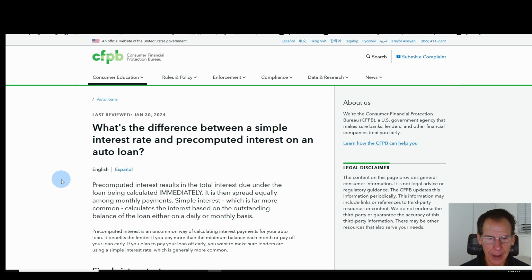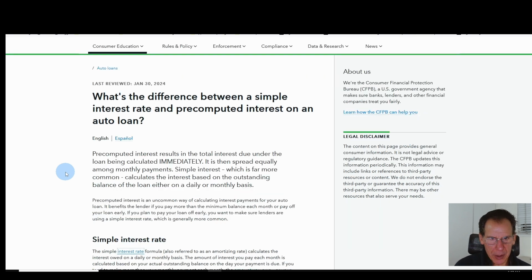Let me clarify. What's the difference between a simple interest rate and a pre-computed interest on an auto loan? Be sure when you're doing any type of borrowing to understand the difference between pre-computed interest and simple interest. Pre-computed interest results in the total interest due under the loan being calculated immediately.